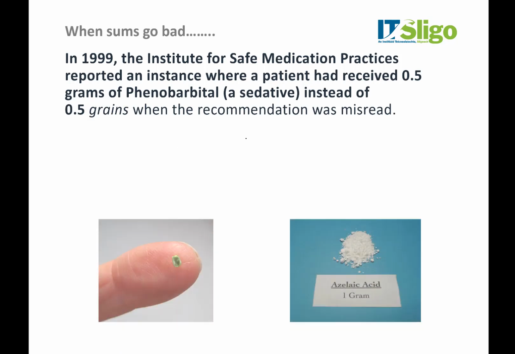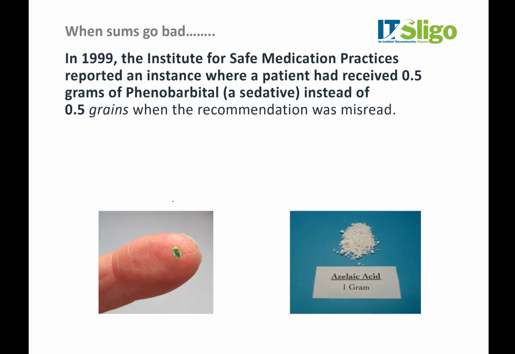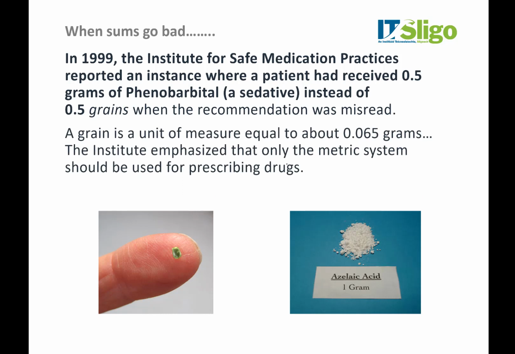So as a result then, there's a grain on the left. It's about 0.065 of a gram. And there's a gram on the right. So there's a scale, guys, of about 1 is 15.4 times. So it was an overdose, like it was a 15-fold overdose, which could easily have been fatal. So from now on, they only use the metric system.